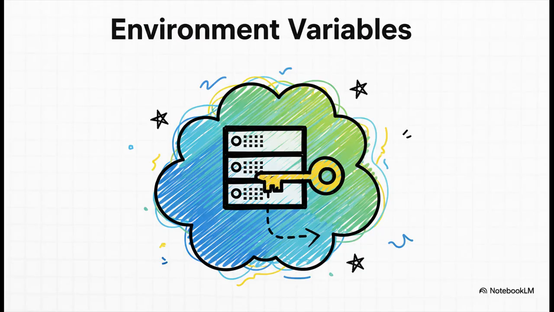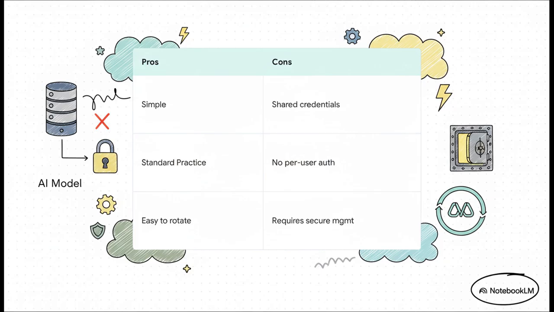First up, we've got the simplest one, the one you've probably all used before, environment variables. It's exactly what it sounds like. Your server code just grabs a secret, like an API key, straight from the environment it's running in. Simple as that. But, of course, there's a trade-off.